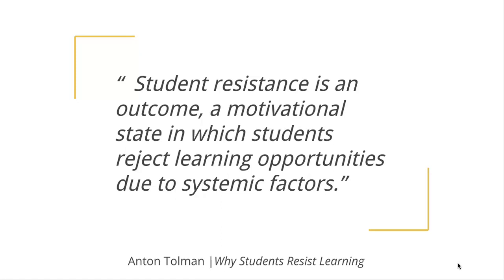So this is the way Tolman actually defines resistance, as an outcome and a state where the student is rejecting learning opportunities. They're actively rejecting that opportunity, or maybe passively rejecting the opportunity because of some systemic factor. There's something else going on, and it's a system, which I think is really interesting and really resonates for me from what I've seen with students.